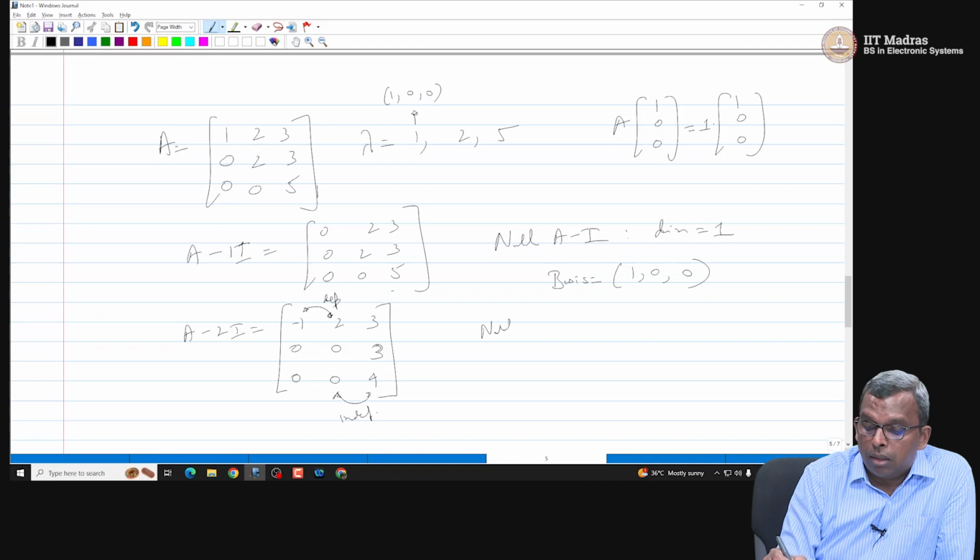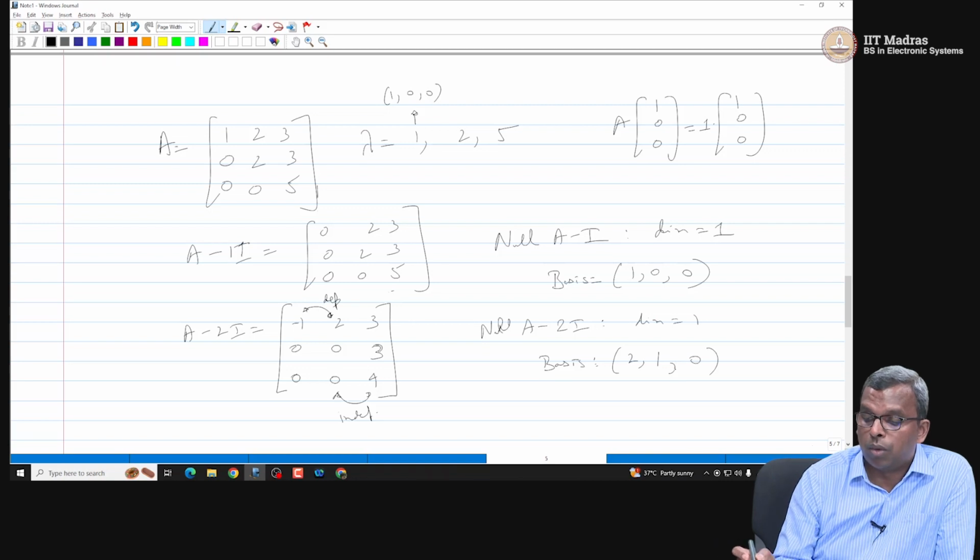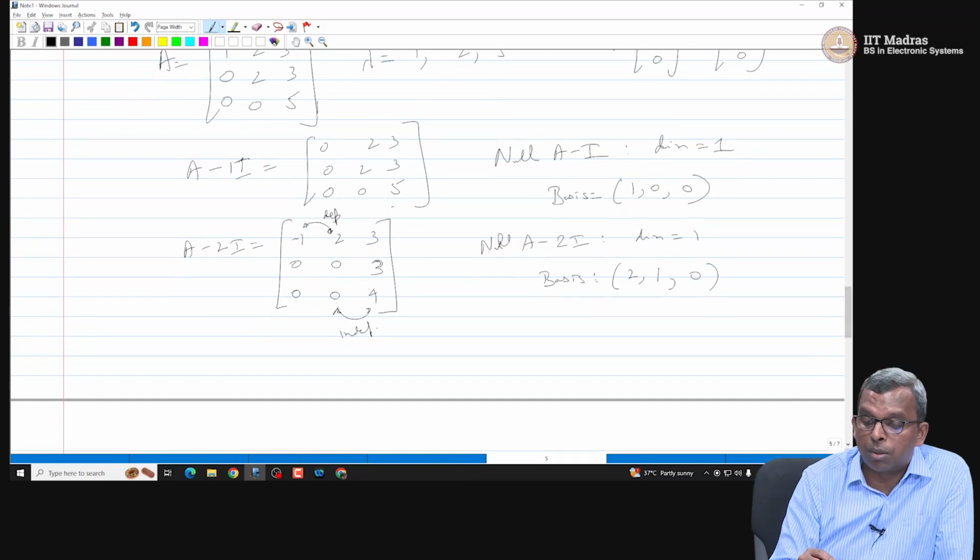So, the null space of A minus 2I. If this is not apparent, you have to do some linear elimination and all that, but in this case, it is very, very easy. So, dimension is 1, and even the solution is easy to check. How do you find a vector here so that it's 0? You have got minus 1 here, 2 here. If you put 1 in the second entry, you should put plus 2 in the first to get that. So, basis is 2 comma 1 comma 0. If you multiply by 2, 1, 0, you get 0 here. So, this belongs to the null space.